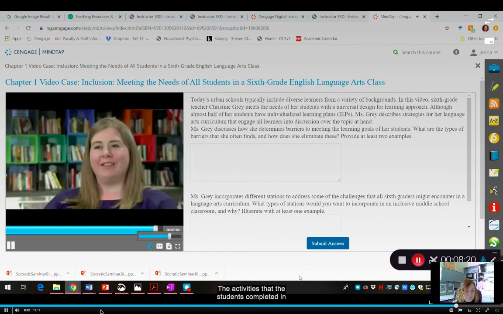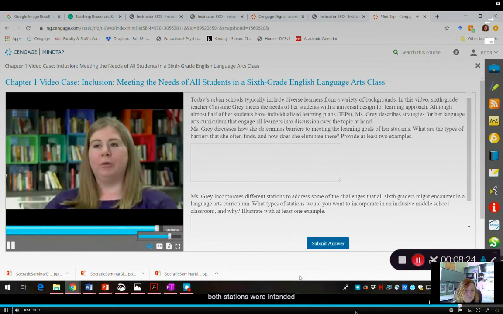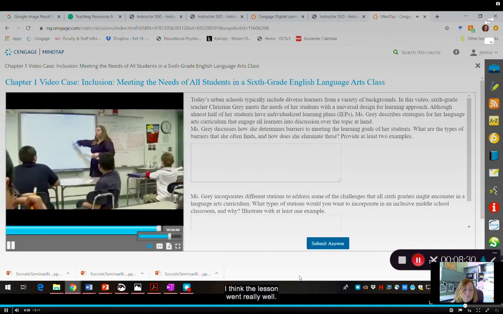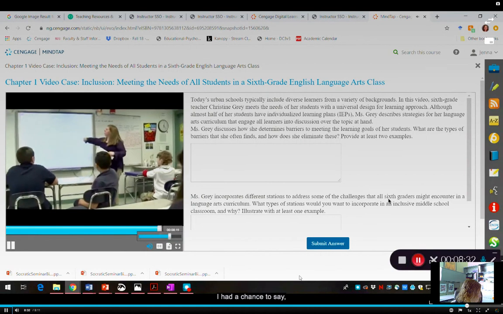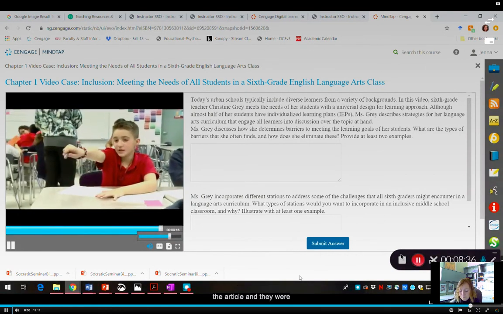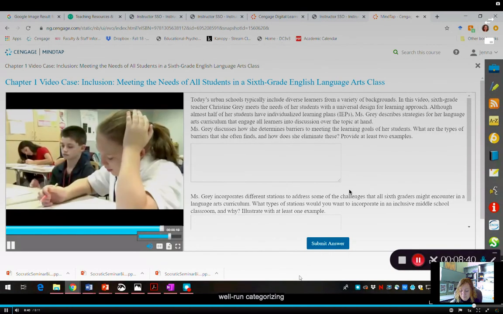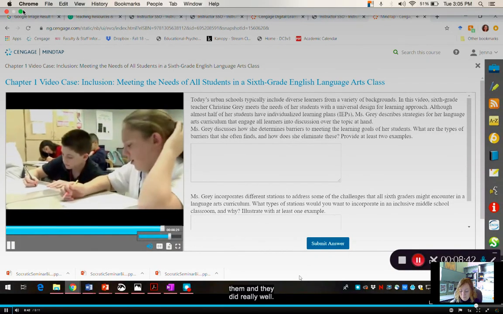All of the activities that the students completed in both stations were intended to help students answer the question of what the author's point of view is in regards to latchkey kids. I think the lesson went really well. I had a chance to see what the students were pulling from the article, and they were not only pulling good pieces of evidence, but they also did really well at categorizing them and expressing that to me.